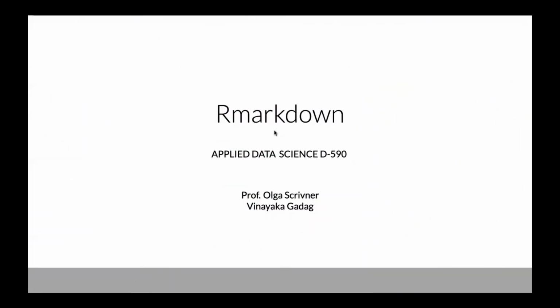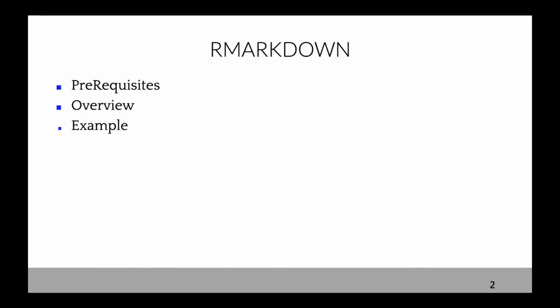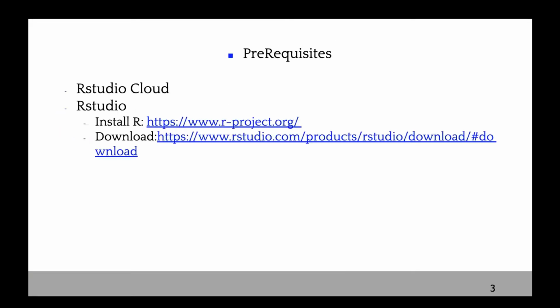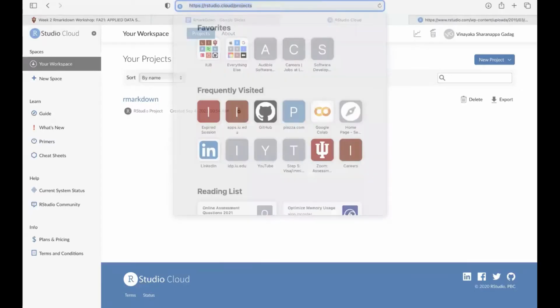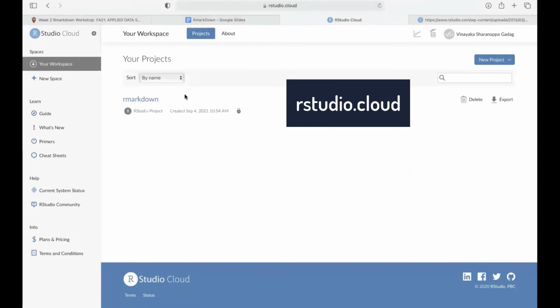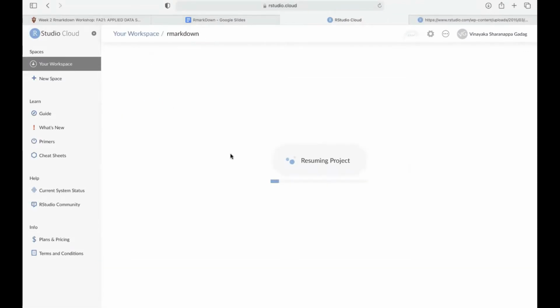So this is about R Markdown. This is very similar to how we do it in Jupyter Notebook. The prerequisite is that you need to have RStudio Cloud or RStudio on your local system. For RStudio Cloud, you just enter rstudio.cloud and you'll see the RStudio Cloud. This is similar to what you have in your local RStudio.